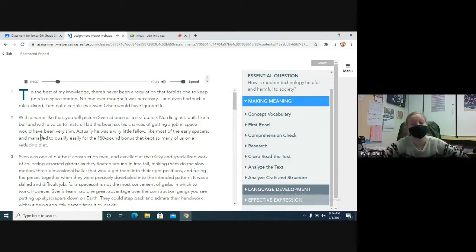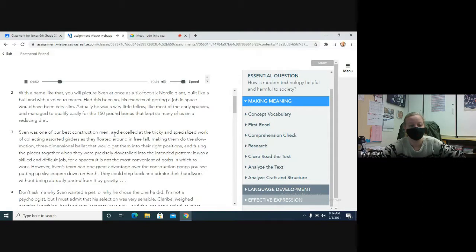Actually, he was a wiry little fellow, like most of the early spacers, and managed to qualify easily for the 150-pound bonus that kept so many of us on a reducing diet. Sven was one of our best construction men and excelled at the tricky and specialized work of collecting assorted girders as they floated around in freefall, making them do the slow-motion, three-dimensional ballet that would get them into their right positions, and fusing the pieces together when they were precisely dovetailed into the intended pattern.